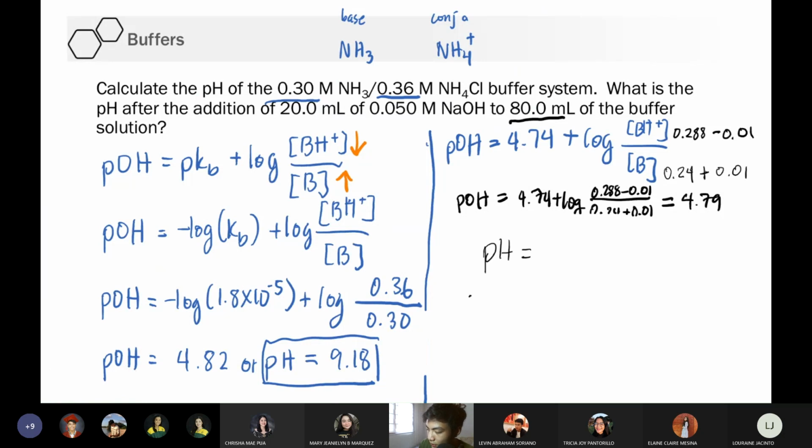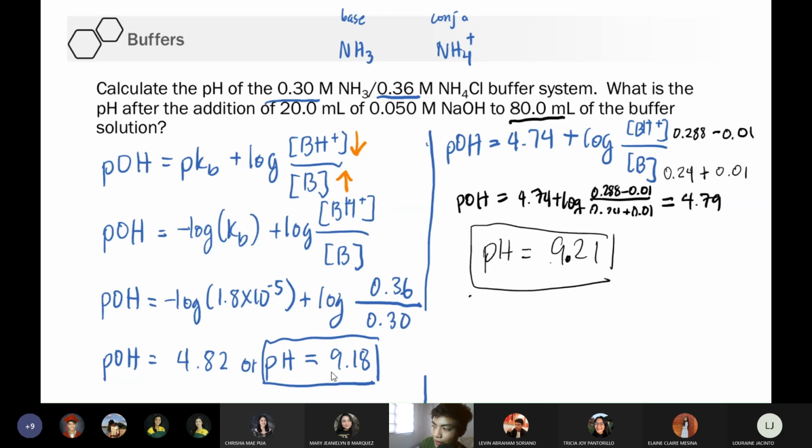So the pH value is now equal to 9.21. Okay, so this is the new pH value, 9.21. So by just adding this amount of base, nag-adjust yung pH natin. But not so drastic, no? Hindi ganun kalaki yung change. Onti lang. Because of the buffer.